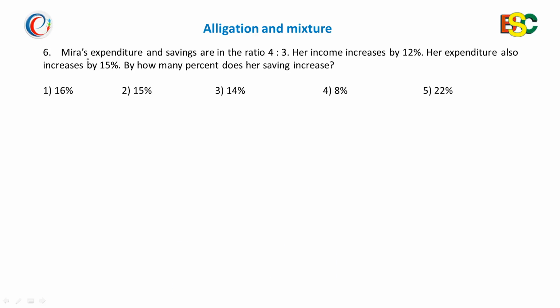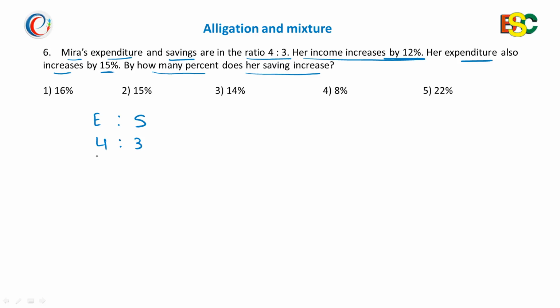The question says Mira's expenditure and savings are in the ratio 4:3. So it means E is to S is given as 4:3. And further it says her income increases by 12%, her expenditure increases by 15%. By how much percent does her saving increase?